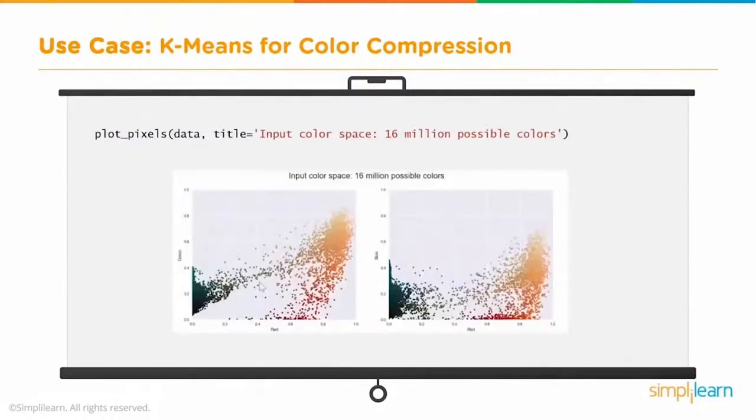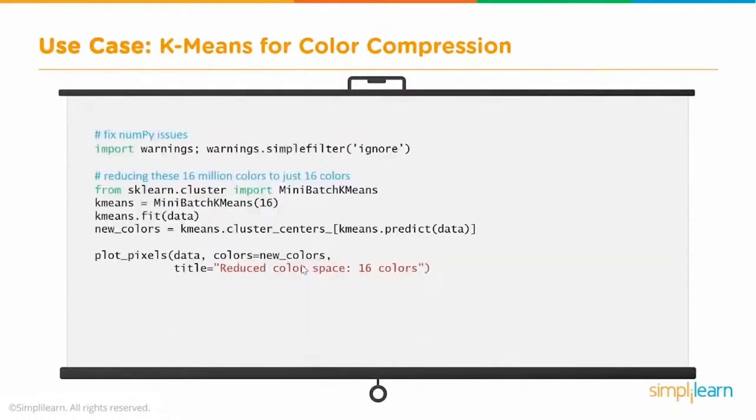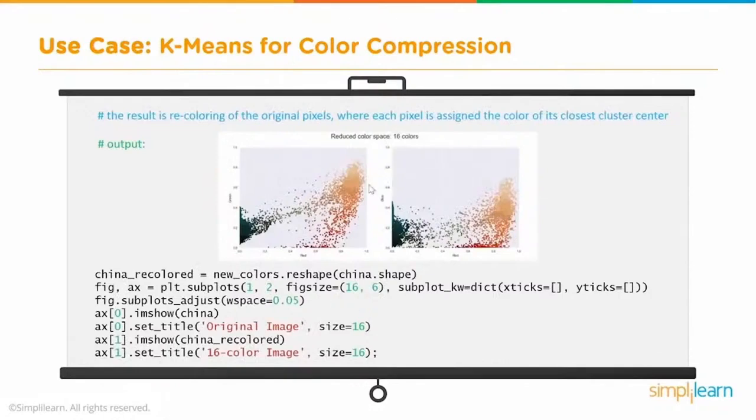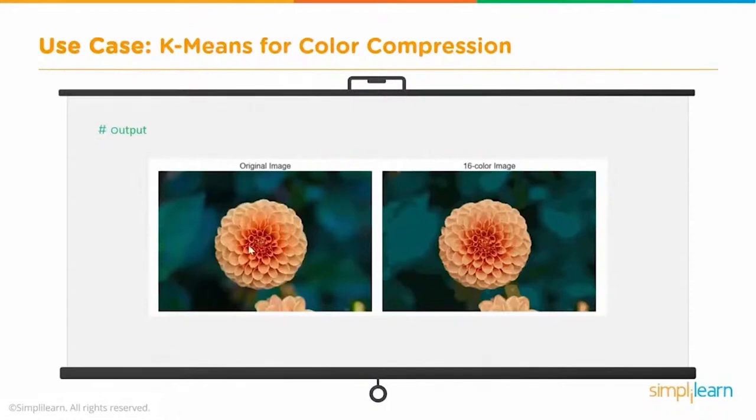And this is how it looks when we visualize it. The input color space has about 16 million possible colors, and we just compress it to 16 colors. This is the original image, and after compression to 16 colors, this is how the new image looks. As you can see, not a lot of information has been lost, though the image quality is definitely reduced a little bit. So this is an example which we are now going to see in the Python notebook.